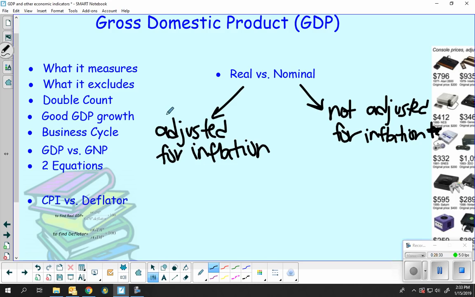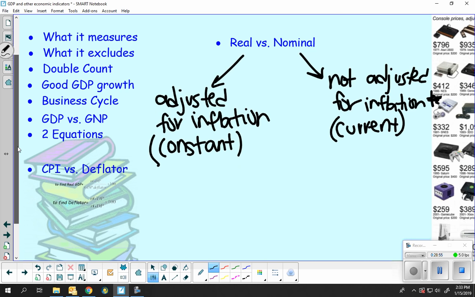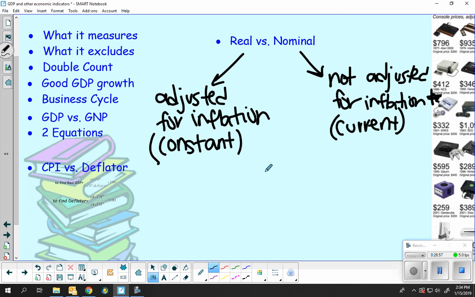Also, real can also be called constant. Like using constant prices would be the same thing as saying real prices, and nominal could be current. So if you see what's the current value or the current price, that's another way to say nominal. So real is constant, nominal means current. Okay, what does that mean? Remember, inflation means that the prices go up over time.